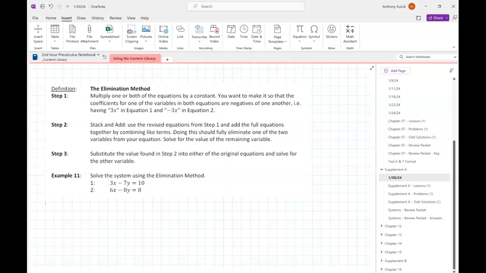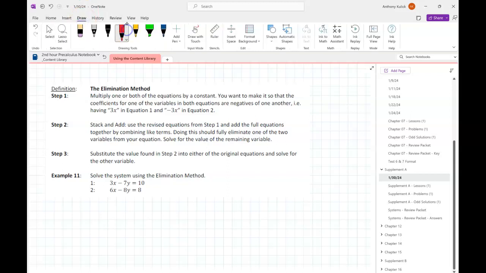So if I look at my two equations, would I want to eliminate x or y? I would eliminate the x because it's going to be easier for me to make 3 and 6 have opposite coefficients than it would be for negative 7 and negative 8 to become opposite coefficients. So to eliminate the x, what coefficient am I looking to make? Negative 6 in equation 1 and positive 6 in equation 2. What do I need to multiply equation 1 by to turn that 3x into a negative 6x? Negative 2.